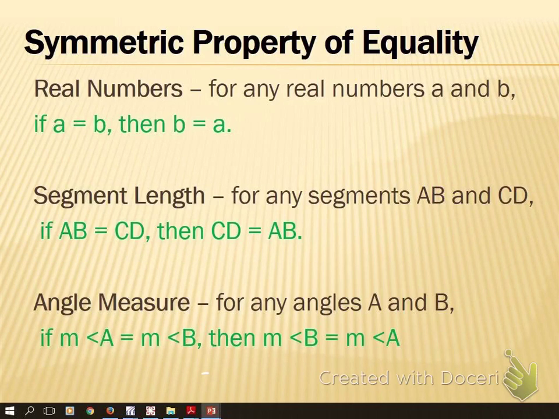Even more so in terms of figures, we talk about figures being congruent, it works there also. AB is congruent to CD is the same thing as saying that segment CD is congruent to segment AB. And again, there are times where we're going to want to be able to do that. And it works for angles as well. If angle A is congruent to angle B, then we can say that angle B is congruent to angle A.